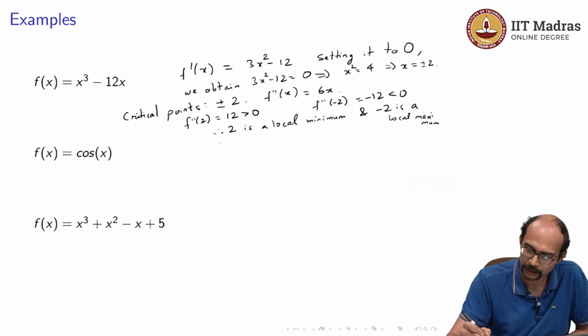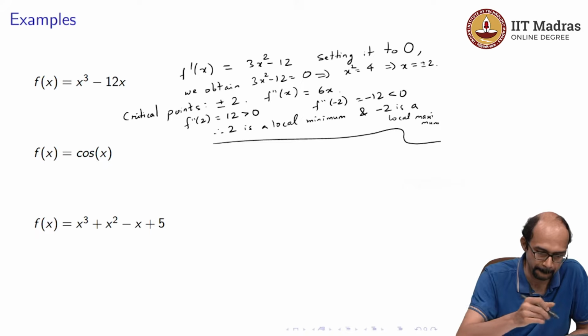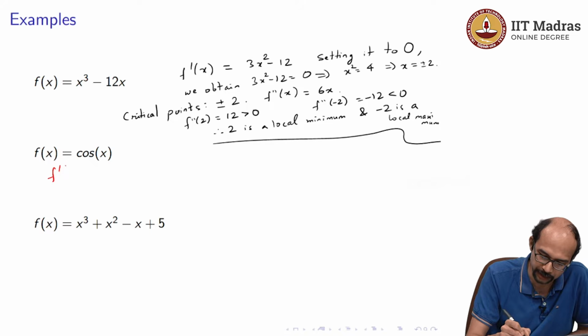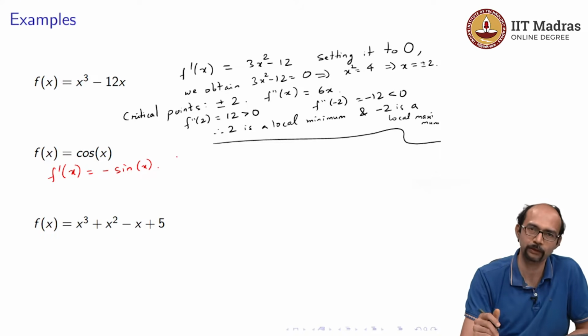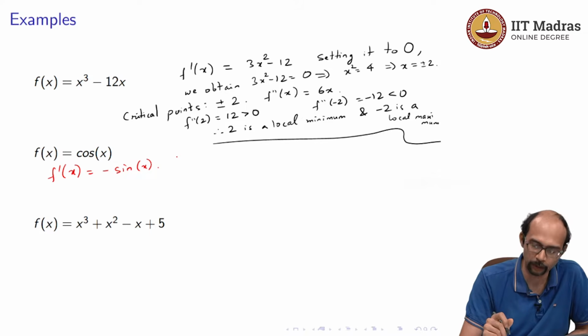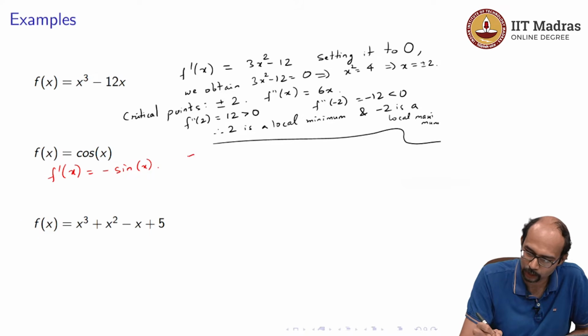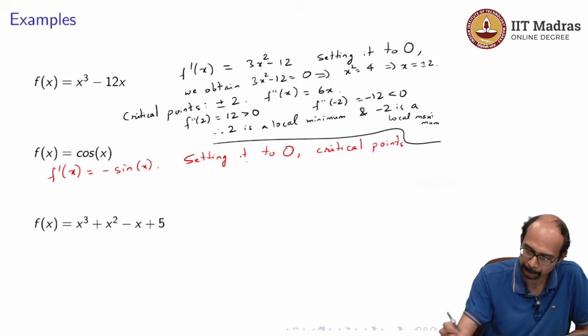Let us look at the function cosine of x. We repeat the same thing. f prime of x is minus sine of x. What are the zeros? Of course for sine of x, we know the zeros are multiples of pi. Setting it to 0, the critical points are all points of the form k times pi, where k is in the integers.